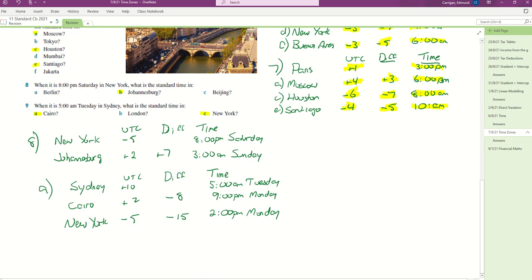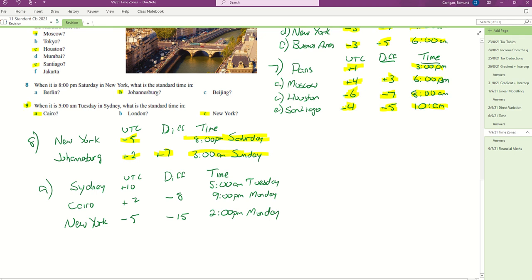Finally, having a look at our question 8, New York. So New York, UTC -5. Johannesburg +2. Difference is +7. It's giving me 8 p.m. on Saturday in New York. I'm adding 7 to that. 4 hours is going to get me to midnight on Sunday. Another 3 hours, 3 a.m. Sunday.